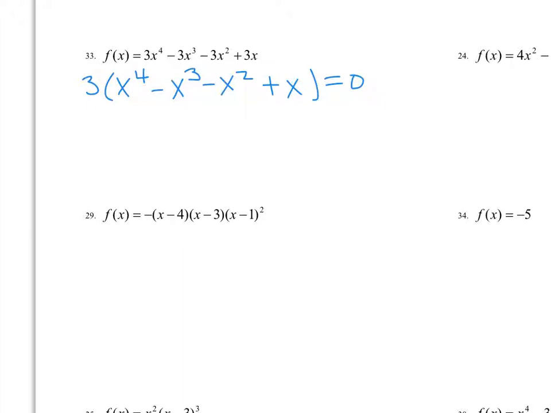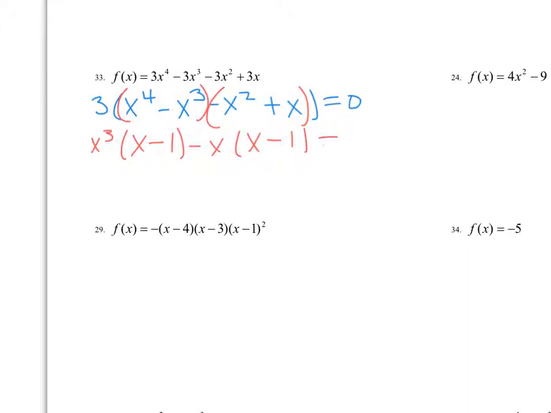So we've got to go back and remember how to factor by grouping. We're going to group together these first two terms and then the second two terms. Now we're going to factor out common factors for each group individually. So this first group, x to the 4th minus x cubed, we can factor out an x cubed, and we're left with, in parentheses, x minus 1. In the second grouping, the negative x squared plus x, we can factor out a negative x, and we're left with an x minus 1.